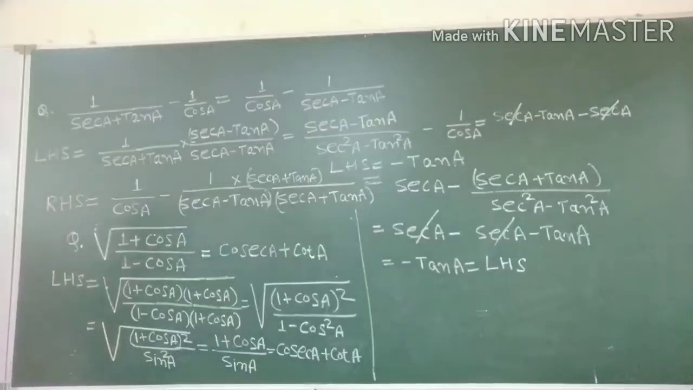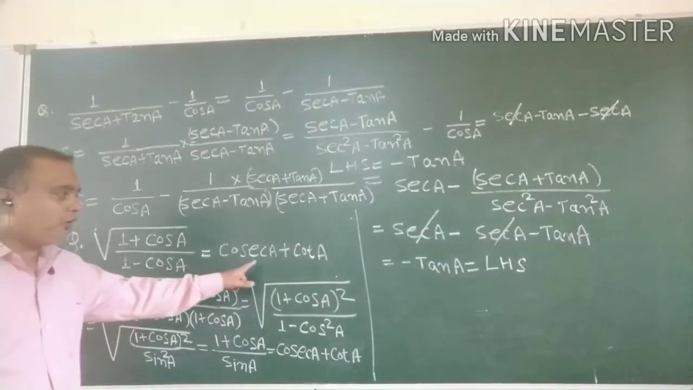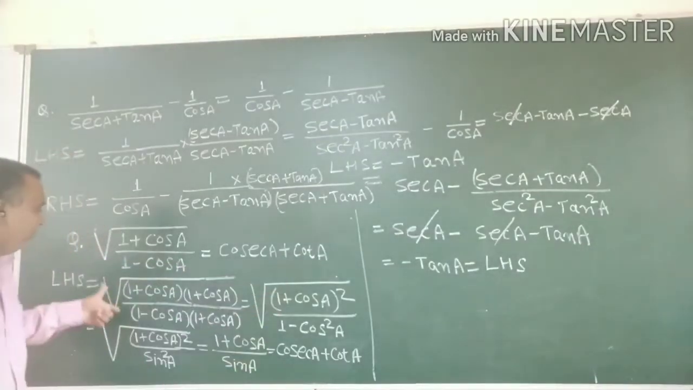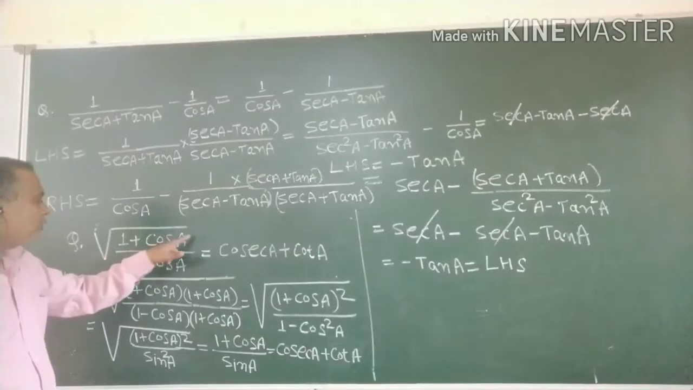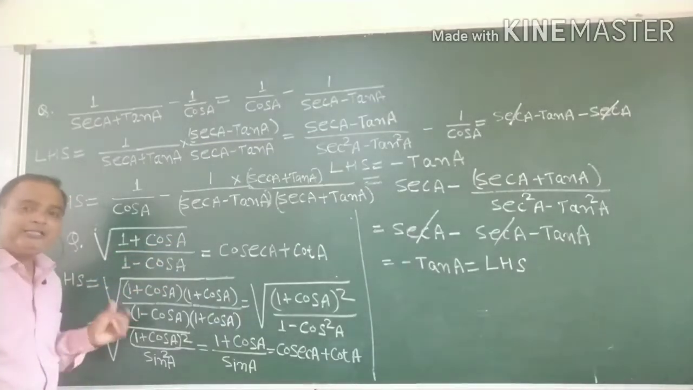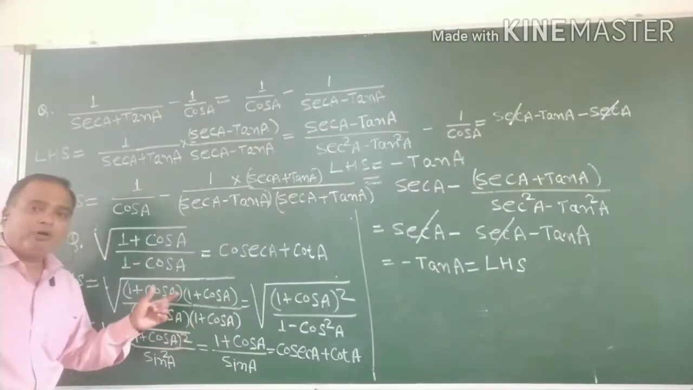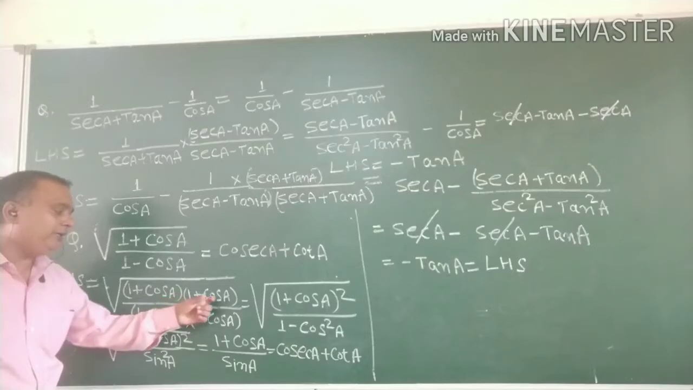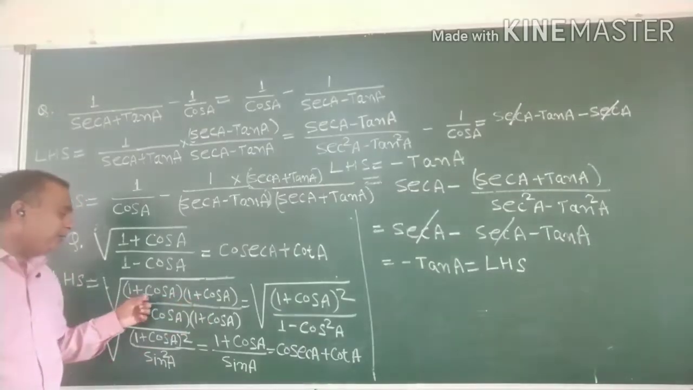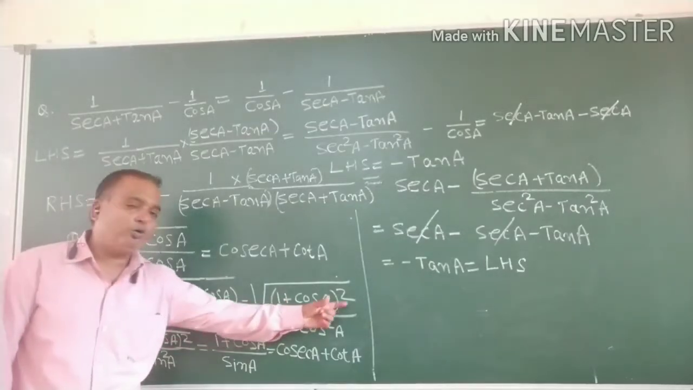Now next question. Prove that under root 1 plus cos a upon 1 minus cos a equal to cosec a plus cot a. We take the LHS, under root 1 plus cos a upon 1 minus cos a. Now again here rationalize the denominator. Means the numerator and denominator both should be multiplied by 1 plus cos a. Now 1 plus cos a multiplied by 1 plus cos a, we can write 1 plus cos a whole square.